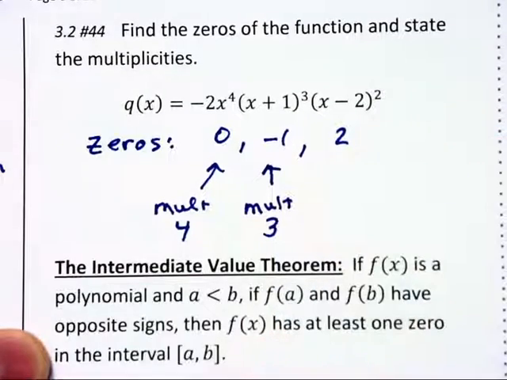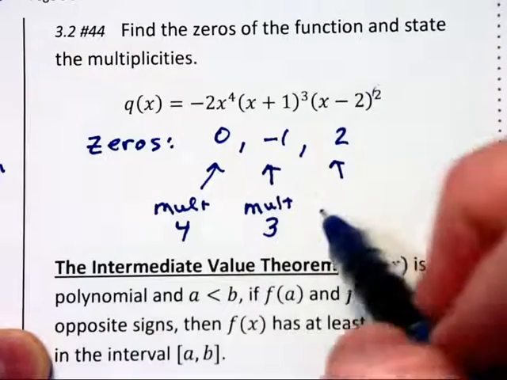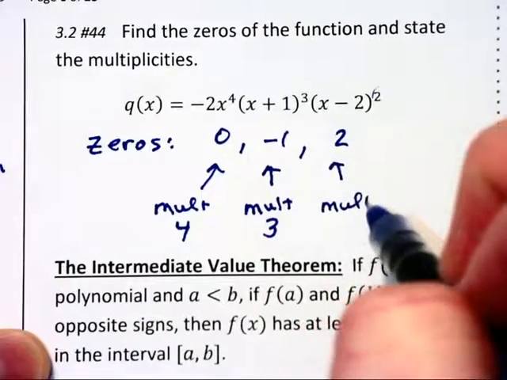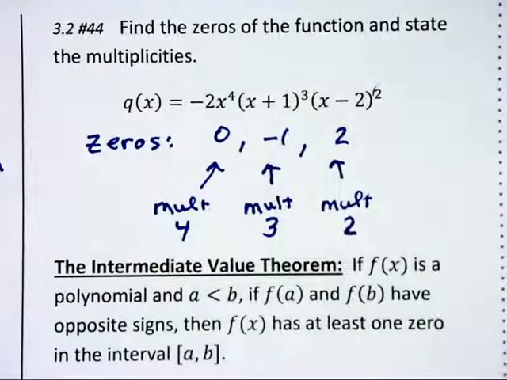Negative 1 comes from a parentheses that has an exponent of 3, so it shows up thrice and has a multiplicity of 3, and the 2 has an exponent of 2 outside its parentheses, so that tells us the zero of 2 has a multiplicity of 2. It shows up twice.